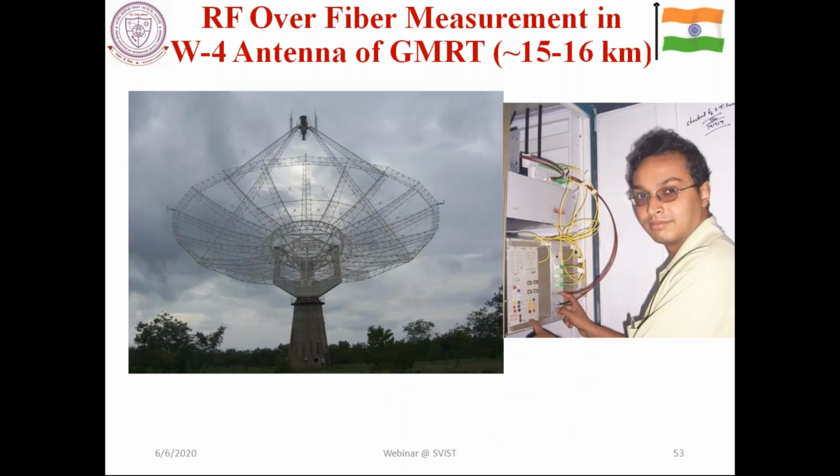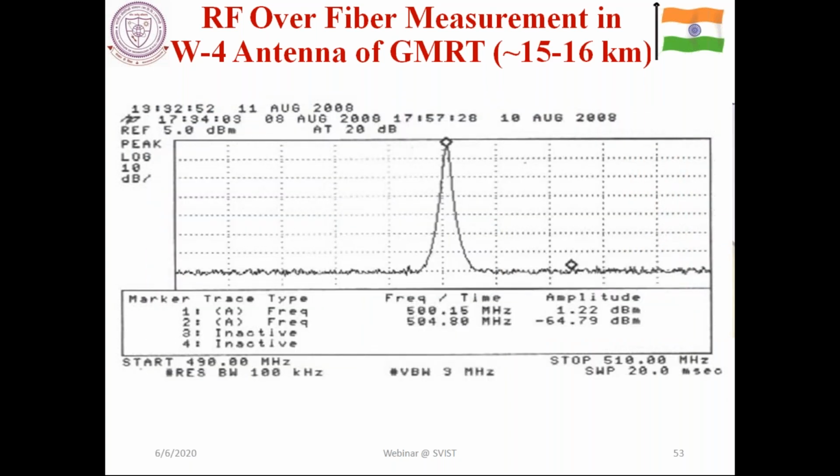Now, this RF over fiber experiment has also been carried out in GMRT antennas. This was done by me some 12 years ago in one of the antennas, the W4 antenna, which is around 15 to 16 kilometers away from GMRT. We can show that the signal is perfect. Once the signal has been fed at this end, one can receive the signal at the receiver end. You can see that here you are getting a peak at 500 megahertz, with a power of 1.22 dBm, and over here is the noise level, corresponding to minus 64 to 65 dBm. So you are showing a distinct power which has been received by the antenna placed far apart from there.